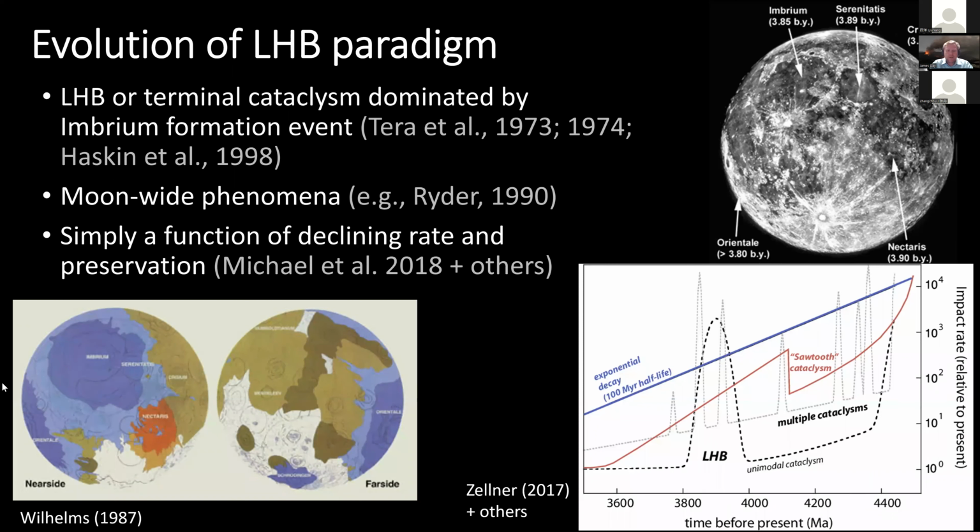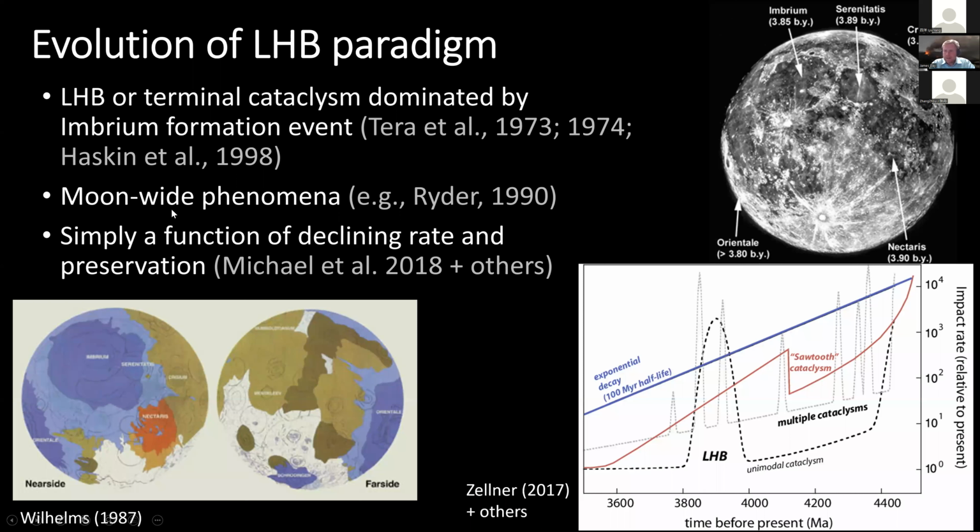And the idea is shown here in this image from Wilhelms' work. He's done a lot of cartography of the moon, and I'm just showing you a very different image, but this is the near side of the moon. And you can see that Imbrium ejecta really dominates the near side of the moon. And that, of course, is because it's one of the youngest large impactors.